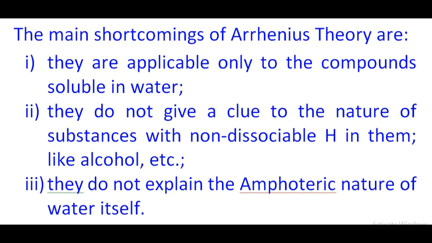And the third point is that since it takes water as the main solvent, it does not clarify the nature of the water itself. And we will learn in the upper classes that water is amphoteric in nature. It shows both basic and acidic characteristics. Such substances that show both acidic and basic characteristics are called amphoteric. Let us look at the examples of these faults.